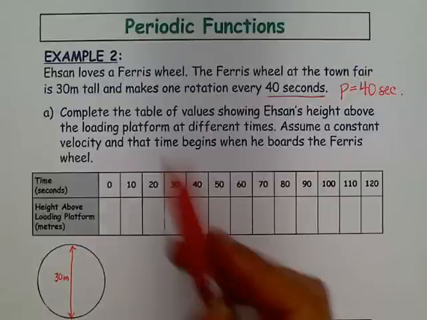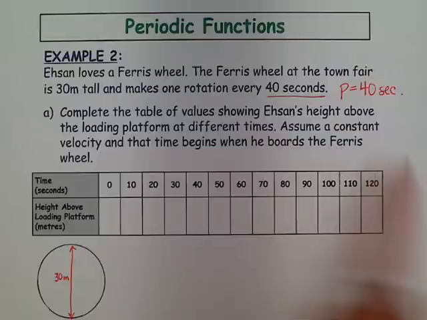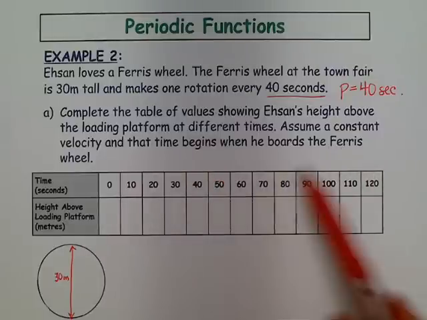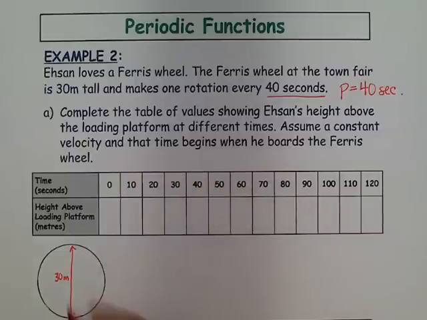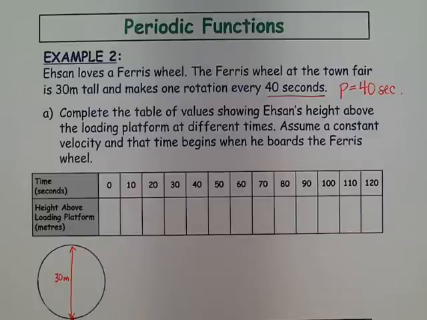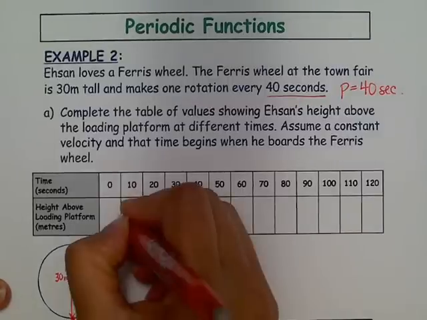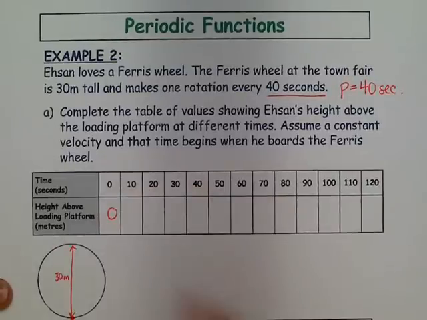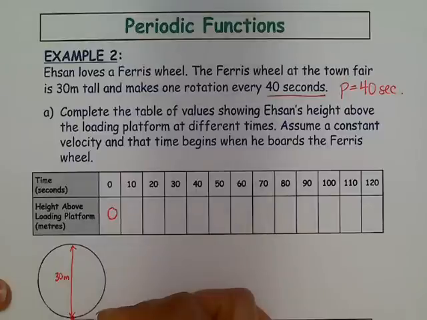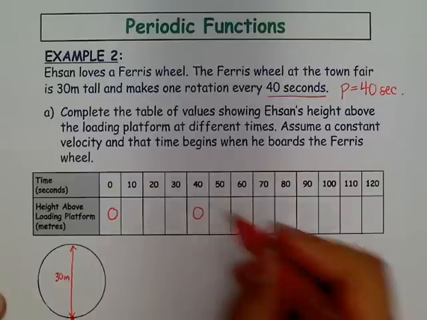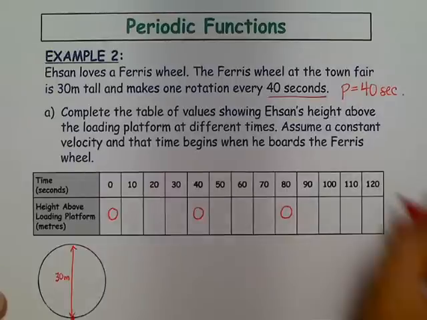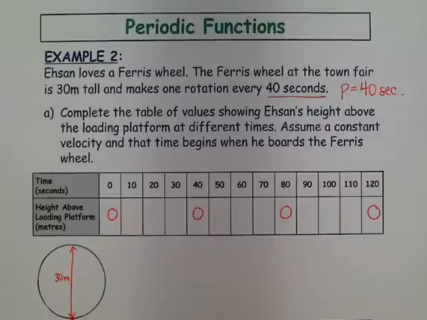Okay. In part A, it says complete the table of values showing Asan's height above the loading platform at different times. Assume a constant velocity and that the time begins when he boards the Ferris wheel. Okay, so let's say he boards the Ferris wheel at the very, very bottom that we have here. So what that means is initially his height above the loading platform is 0 meters. Okay, because every 40 seconds he ends up back in the same place, then that means in 40 seconds his height above the loading platform would be 0 again. And then in another 40 seconds, so at 80 seconds, it'll be back here. And then at 120 seconds, he'll be back to where he started as well. Okay, so that's what that tells me so far.